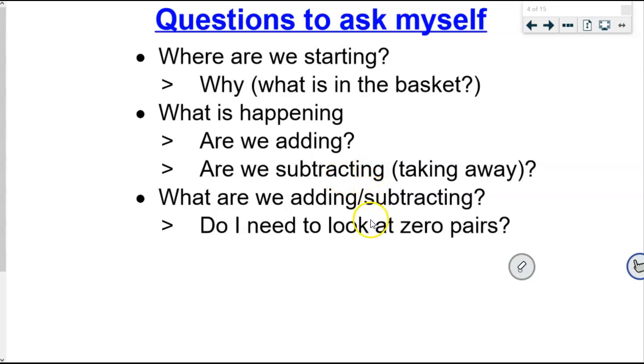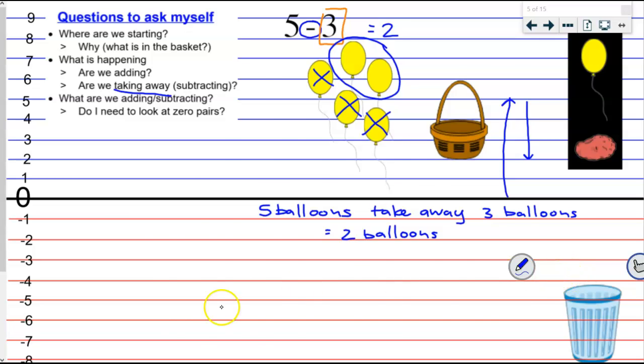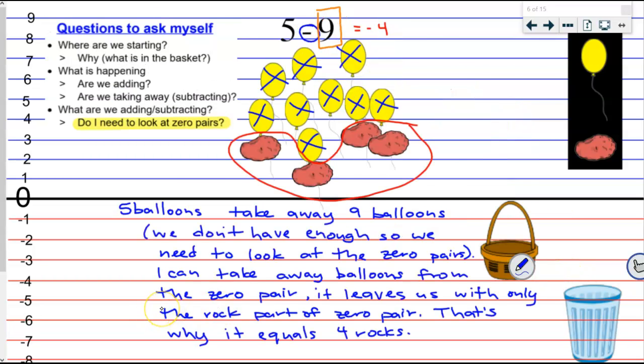Which means sometimes I need to look at the zero pairs. If I don't have enough in the basket, we need to remember that there's infinite zero pairs available to us in that basket. We made it through all of these other problems in our last lesson, so I'm going to skip ahead to the next one.